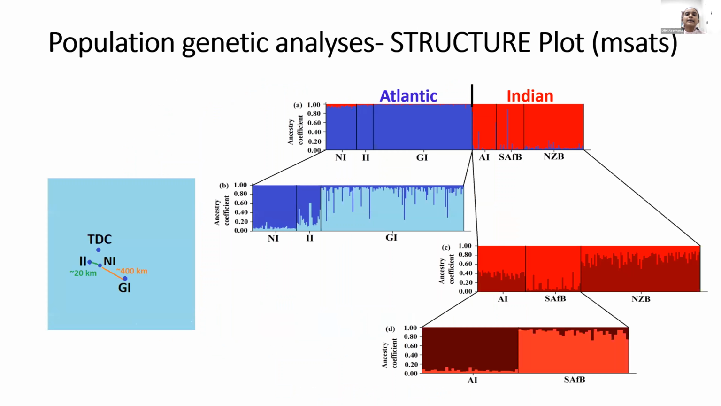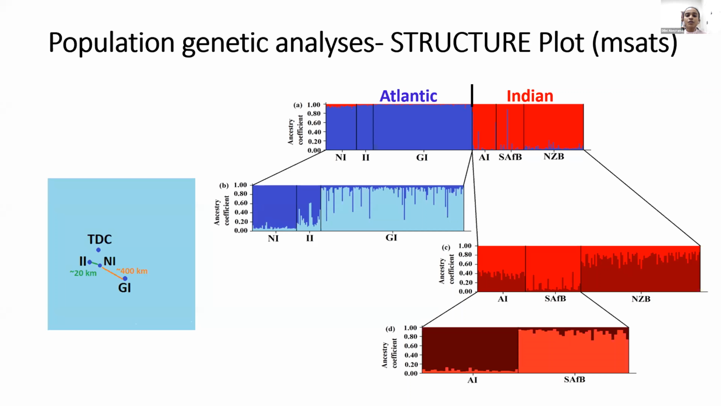So with the idea of looking for more genetic differentiation between and within the two species, we analyzed our samples with 13 microsatellite loci, and we ran our data in STRUCTURE software. All these structure plots are shown at K equals 2. And with the structure plot, we found two distinct genetic clusters for Indian and Atlantic yellow-nosed albatrosses when we analyzed all our populations together.